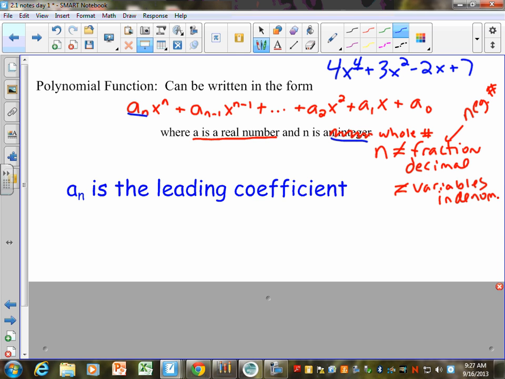You can't have that. Does not equal variable in denominator. You can't have a variable in the denominator in a polynomial function either, because a variable in the denominator is the same as a negative exponent. Those are just all my little rules here.